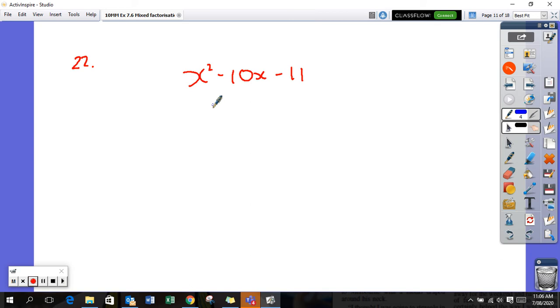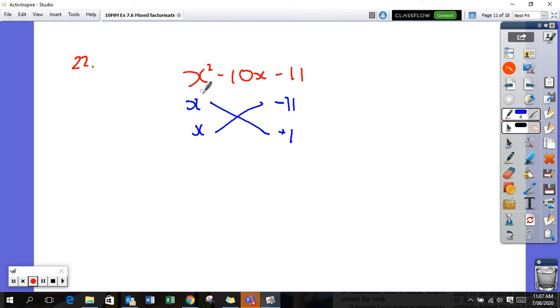This is a nice easy one. A quadratic trinomial. Flag and cross, x times x is x squared. 11 only has two factors, has to be 11 and 1. Okay, 11's a prime number. We've got negative 11. Okay, so one of these has to be negative, one has to be positive. We want to get a negative 10, so we're going to make that minus 11 and plus 1.